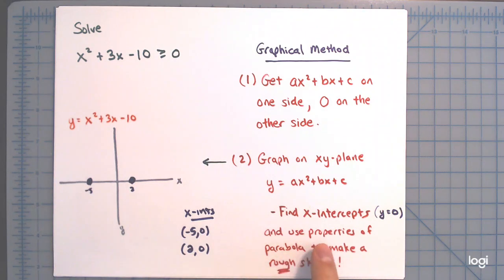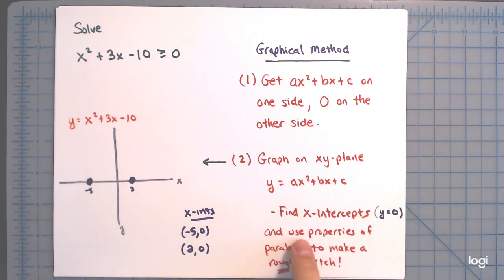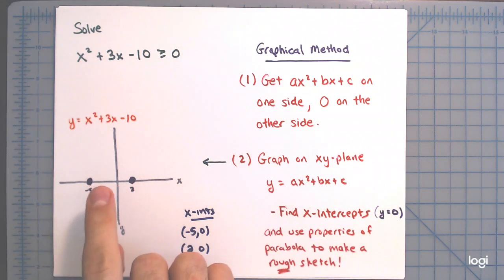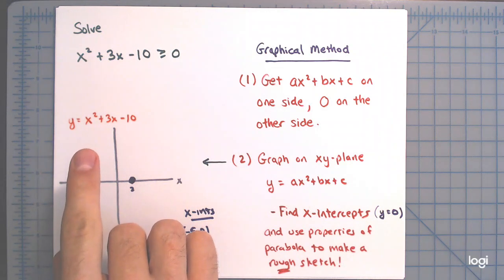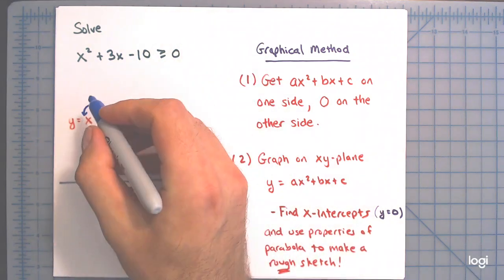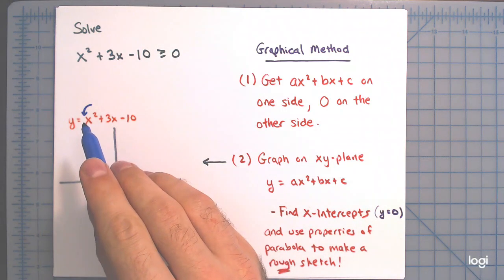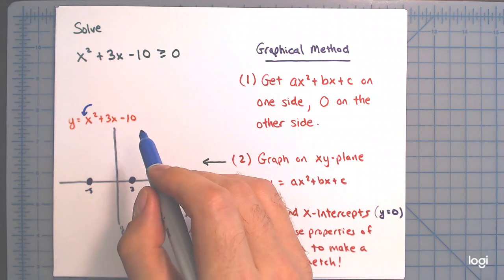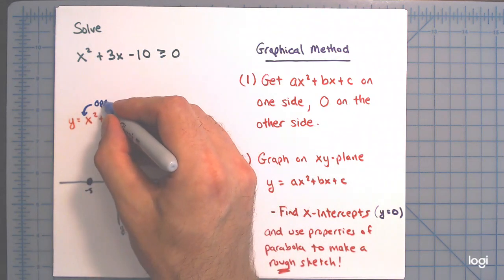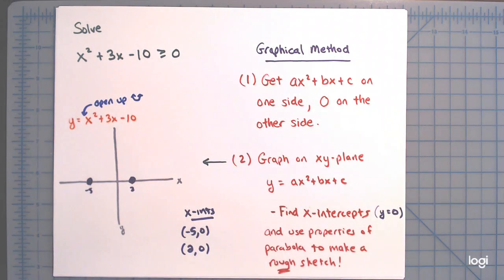I plot the x-intercepts, where the y-coordinate is 0. And what I mean by using properties is, once I've got the x-intercepts and I know it's a quadratic function, the graph is going to be a parabola. Look at the lead coefficient. The lead coefficient is a positive number, 1x squared. Remember, the lead coefficient tells you which way the parabola opens. This is going to be a parabola that opens up, like a smiley, with a lowest point, the vertex. If it had a negative lead coefficient, it would open down.